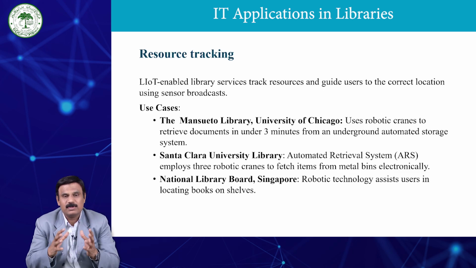And another example, you can see the Santa Clara University Library. They use an automated retrieval system, ARS, to employ 3 robotic cranes to fetch items from metal bins electronically. So these 3 robotic cranes collect books from various storage places, stacks, for its users. National Library Board Singapore: robotic technology assists users in locating books on shelves.